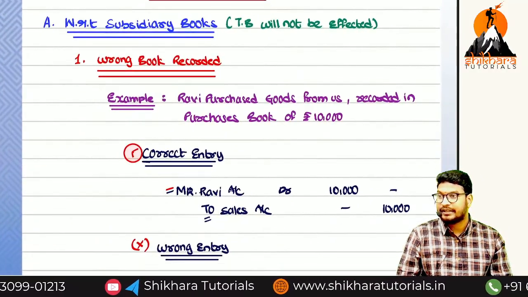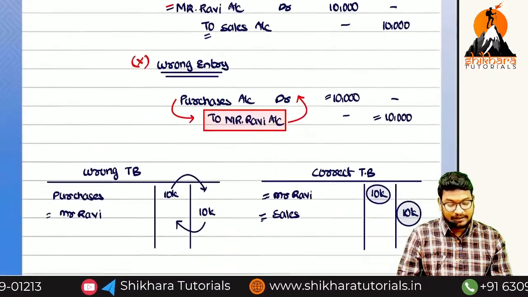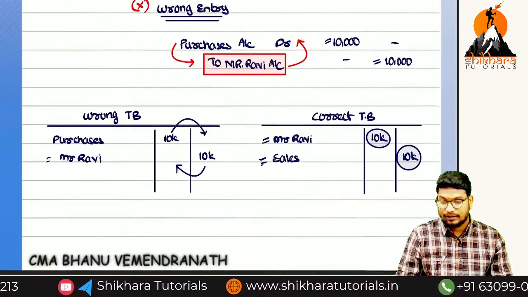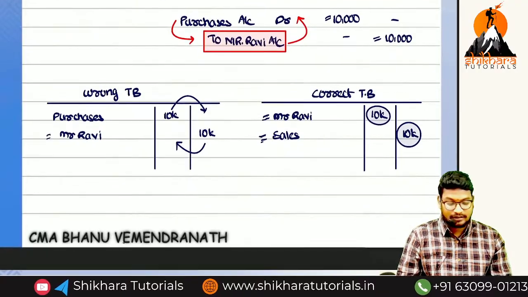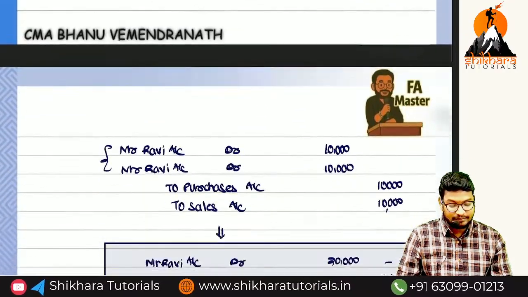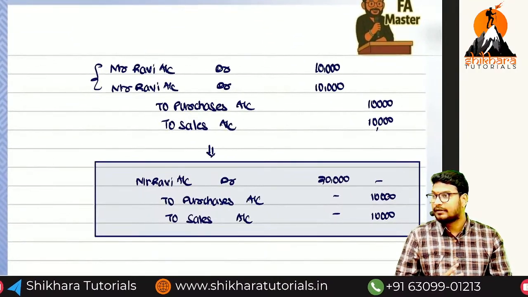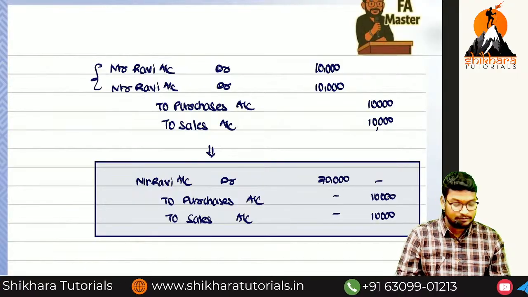Correct entry completed. Wrong entry. Do you want the trial balance? If you want, you can write the trial balance, or otherwise no need. And write this entry. Completed. All of that. Super.